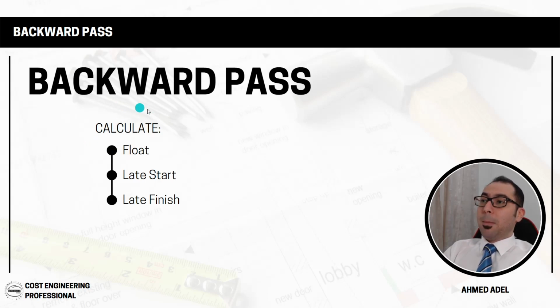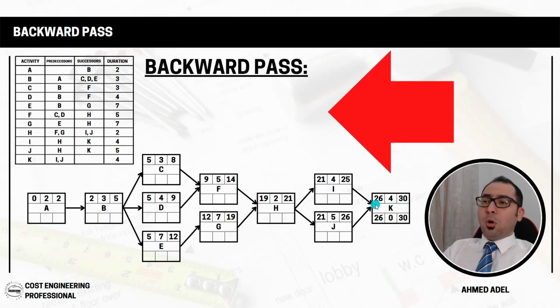Okay, let's continue with the backward pass. So the early start and the early finish of activity K are 26 and 30. So I knew that, or I calculated that the project duration is 30 days. So anyway, it doesn't matter what happens in between, I have to finish the project by 30. So the late finish of the last activity must be equal to the early finish. So I have to finish this project by or on 30 days. So anyway, the late finish will be 30 days. Very good.